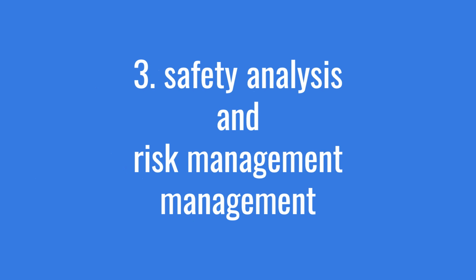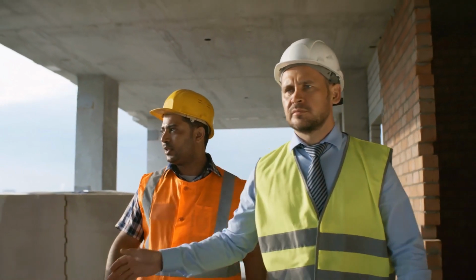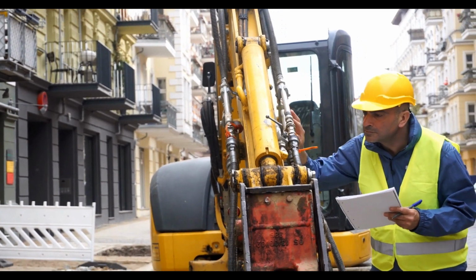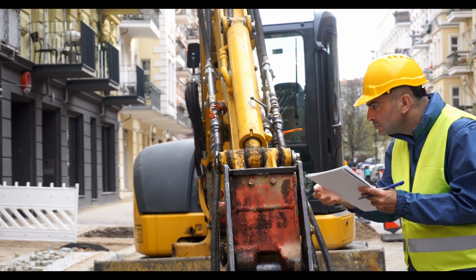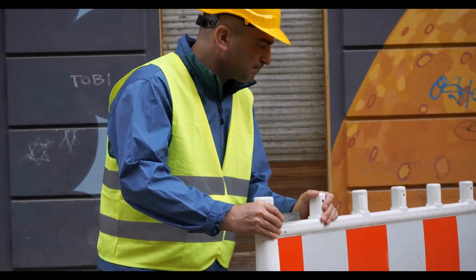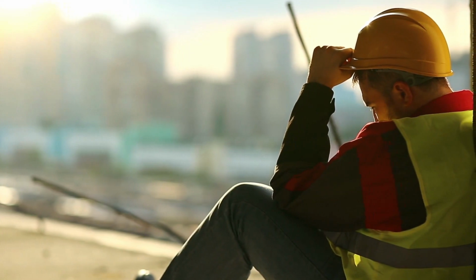3. Safety analysis and risk management. Sometimes an industrial engineer must identify potential hazards and risks on construction sites. For example, performing a safety analysis of a construction site to identify potential fall hazards and proposing safety measures such as installation of guardrails, safety netting, and personal protective equipment requirements.